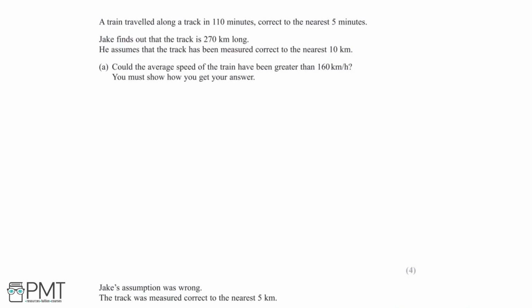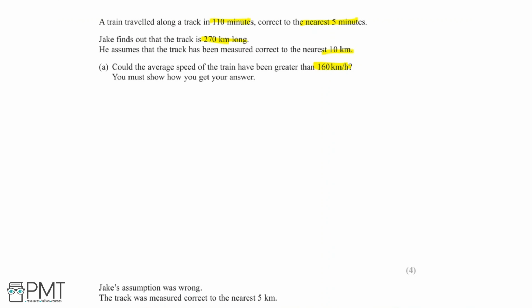In this question, we're told that a train travelled along a track in 110 minutes, correct to the nearest 5 minutes. Jake finds out that the track is 270 kilometres long, and he assumes that the track has been measured correct to the nearest 10 kilometres. And in part A, we are asked to find out whether or not the average speed of the train could have been greater than 160 kilometres per hour.